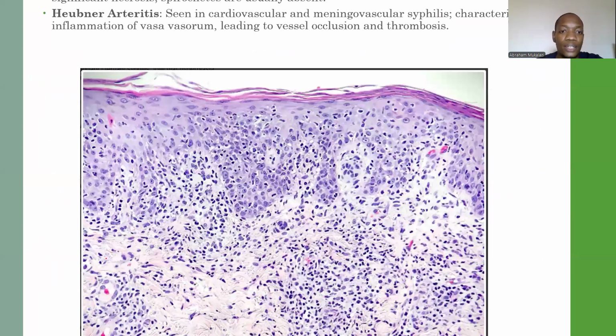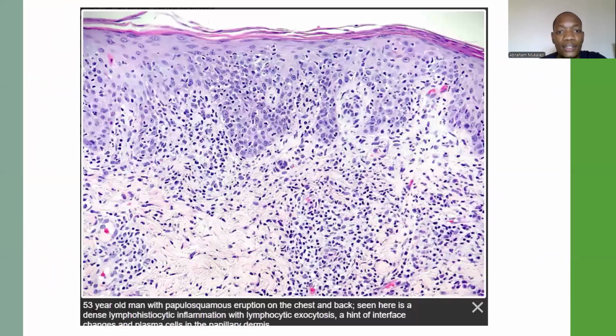So in this case, for example, this is a picture of a slide done from a 53-year-old man who had a papulosquamous eruption on the chest and the back. And then you see this dense lymphocytic infiltrate. You see all these lymphocytes around these lesions. And when you look at the blood vessels, for example, this is one of the blood vessels with blood even inside. You see this infiltration of lymphocytes even around the blood vessels. The same picture here, and there.